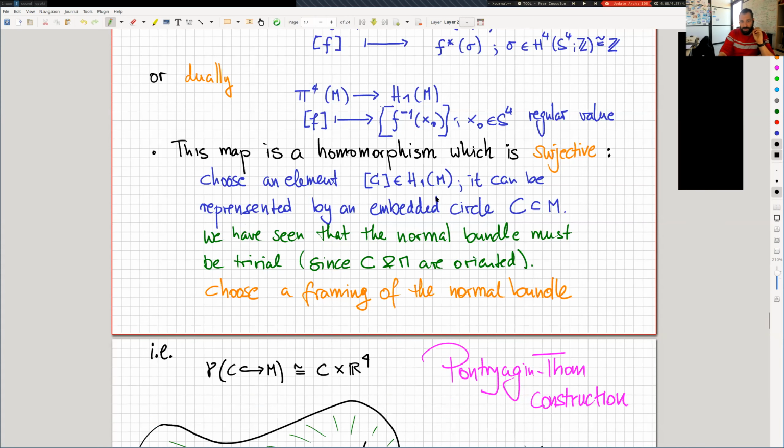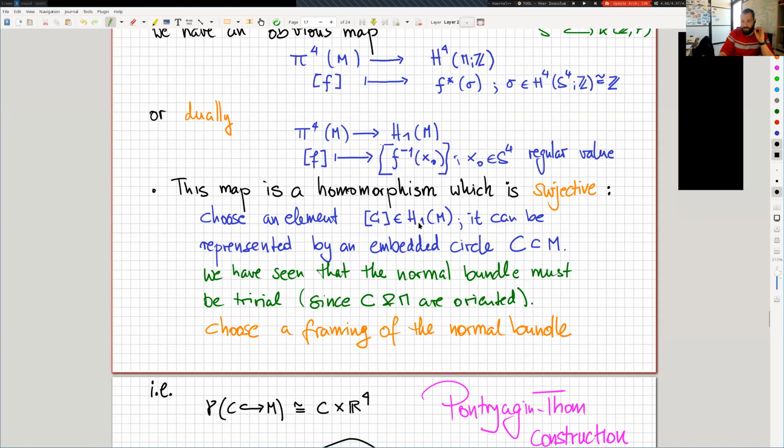What you can do, just take any homology class in M, and you know this homology class by some general theorems can be represented by an embedded one-dimensional compact manifold. And if you put a little bit more work into it, you can also assume that this one-dimensional compact manifold is connected. Okay? Can always assume that this is represented by a connected one-dimensional submanifold of M.